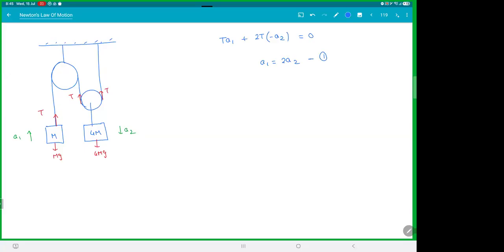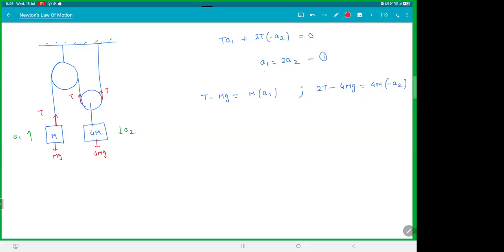Step 3, resolve the forces and write the equation. Here everything is up only. So for the block, it's T minus mg is equal to mass into acceleration. This was your equation 2. The other one is 2T minus 4mg is equal to mass 4m into acceleration, minus a2 because it is down.